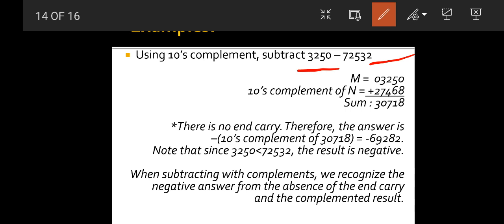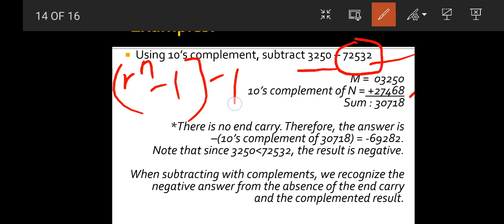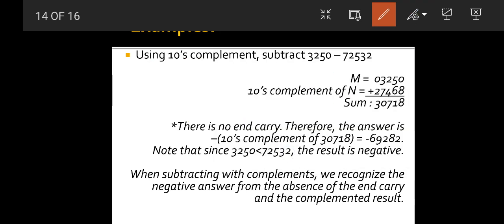So the tens complement of your 72,532 will be 27,468. So how to get this result? By using r raised to the power of n minus n plus 1. Kay radix man. You have to get the radix complement man. So if you're going to add this one, the result will be 30,718.